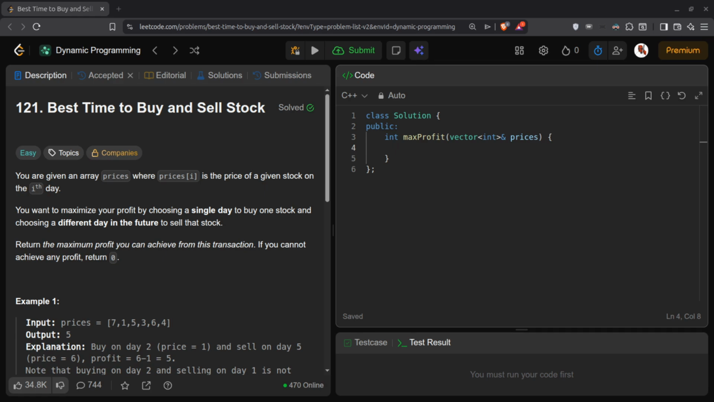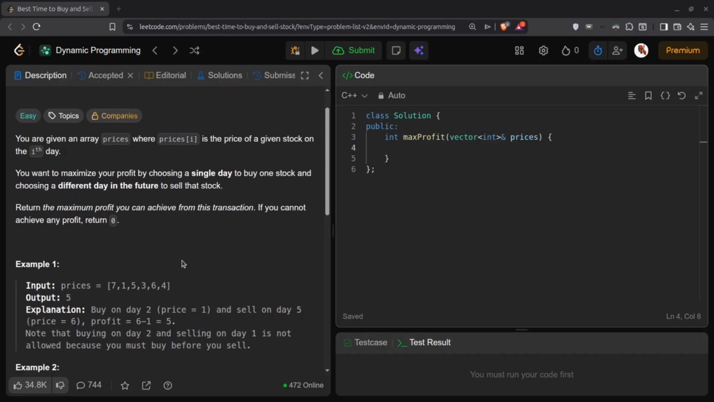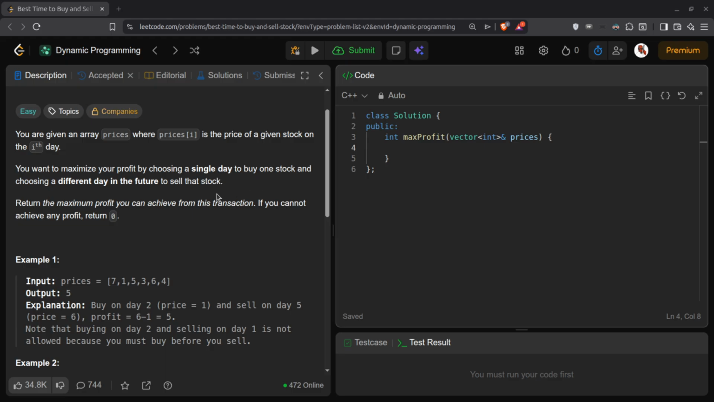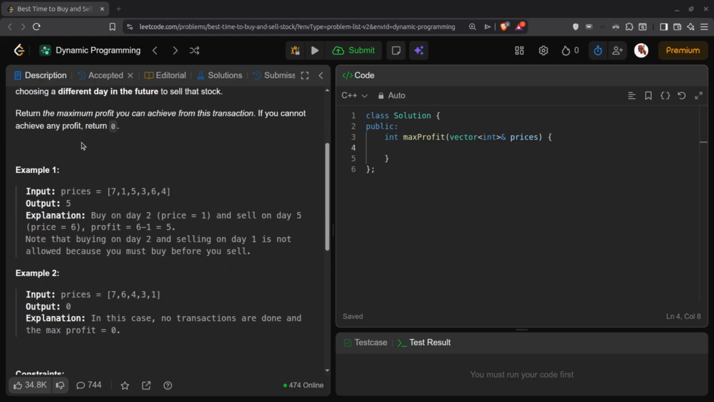Hi there. So the question is best time to buy and sell stocks. As you can see over here, you are given an array named prices, where prices[i] is the price of the given stock on the ith day. You want to maximize your profit by choosing a single day to buy one stock and choosing a different day in future to sell that stock. Return the maximum profit you can achieve from this transaction. If you cannot achieve any profit, return 0.